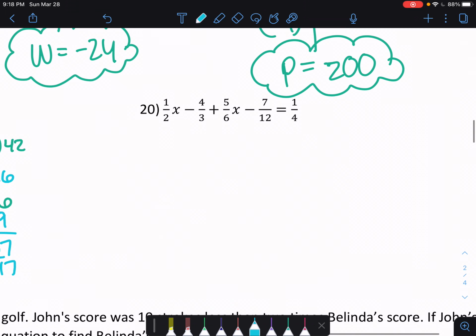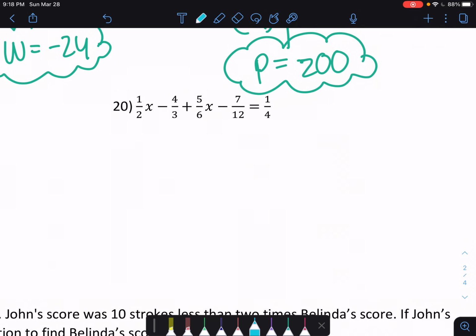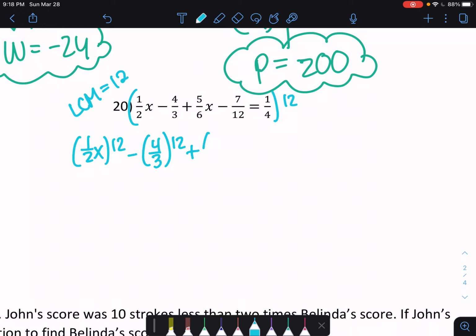Number 20, this time it's all fractions all the way through. The LCM here is actually 12, so I'm going to multiply the entire equation by 12. So 1/2 x times 12 minus 4/3 times 12 plus 5/6 x times 12 minus 7/12 times 12 equals 1/4 times 12.